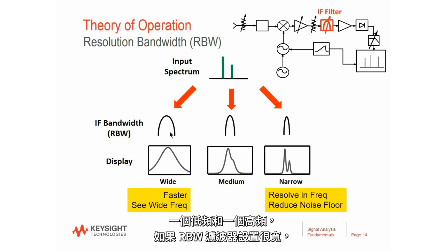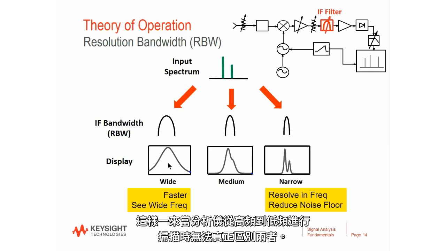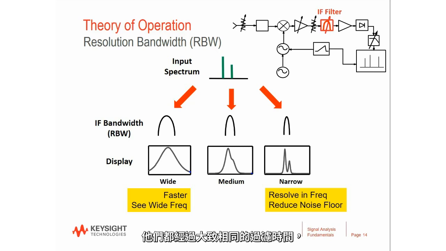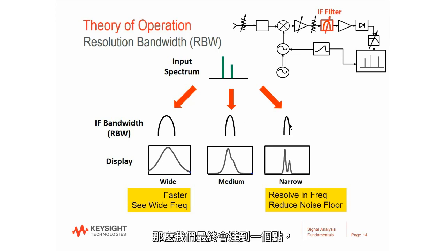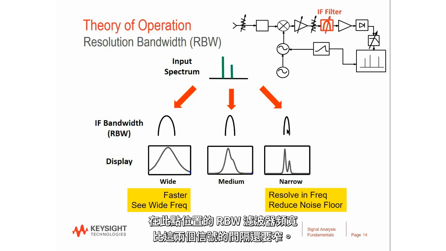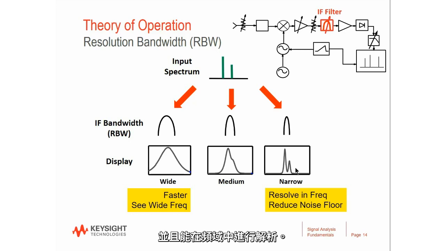If the RBW filter is set wide, then you can imagine that both of these signals will stimulate the filter or pass through the filter in a way that's not really distinguishable as the analyzer sweeps from low frequencies to high frequencies. They're both going through that filter in roughly the same indistinguishable time in the sweep. If we were to reduce the bandwidth of the RBW filter narrower and narrower, we'll eventually get to a point where the RBW filter is narrow compared to the spacing of these two signals. And now, as the analyzer sweeps from left to right, we'll be able to paint out the signals individually and we'll be able to resolve them in the frequency domain.